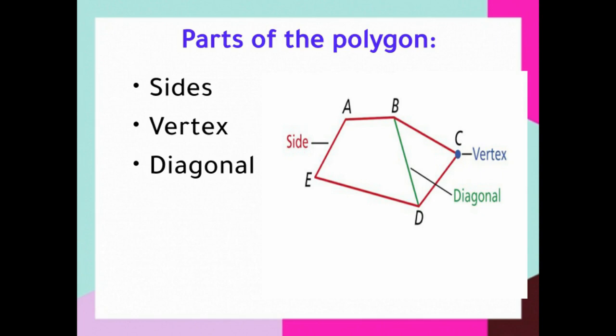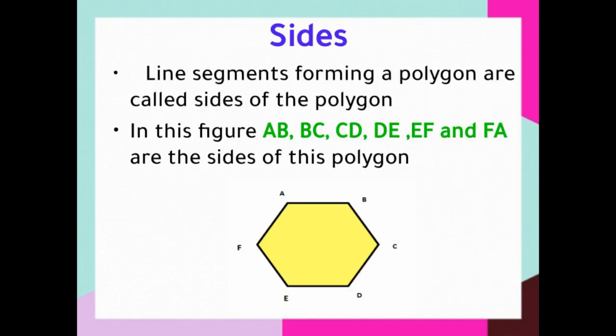Let's see parts of the polygon. The major parts of the polygon are sides, vertex and diagonal. First, sides. What is meant by sides? Line segments forming a polygon are called sides of the polygon. Look at the figure. This figure is made up of 6 line segments. What are the line segments? AB, BC, CD, DE, EF and FA. These are called the sides of this polygon.